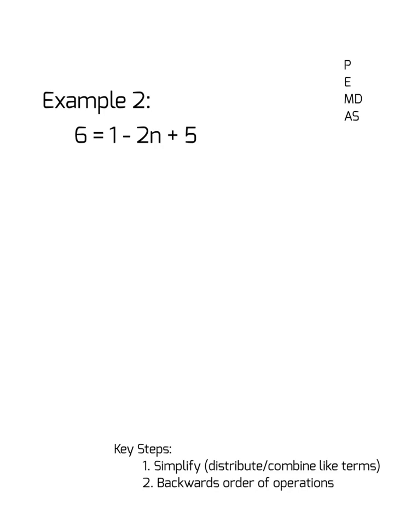Example 2, 6 equals 1 minus 2n plus 5. So first I'm going to look to C, and I have no parentheses, so I know I can't distribute. So then I'm going to go straight to combining like terms. So the 6 is over here by itself, but on the other side of the equal sign, I know that positive 1 and positive 5 are like terms because neither of them have a variable. So I'm going to go ahead and combine them together to simplify this.